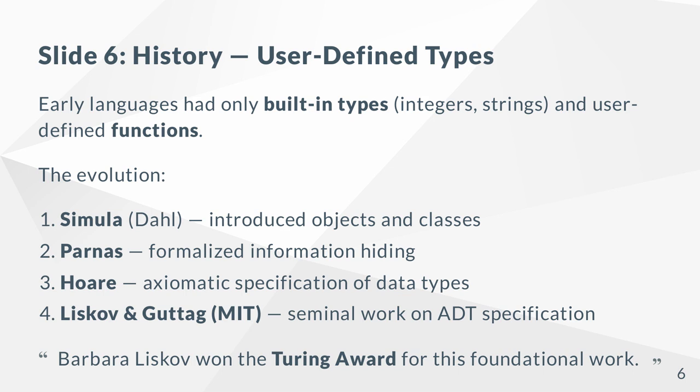Tony Hoare contributed to the axiomatic specification of data types, giving us formal tools to reason about them. And then Barbara Liskov and John Guttag, working at MIT, did the seminal work on formally specifying abstract data types. Barbara Liskov was awarded the Turing Award for this work. The Turing Award is the highest honor in computer science, often called the Nobel Prize of Computing. We reference their course material here at Lusaka Goldsmiths University because their work remains one of the clearest treatments of these ideas.